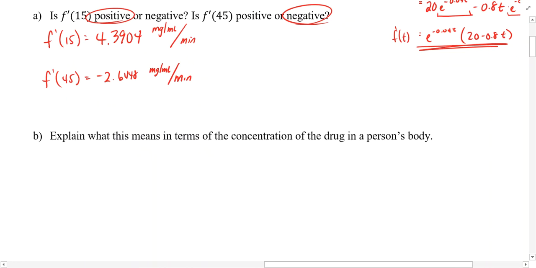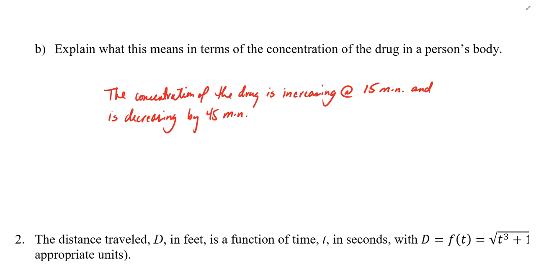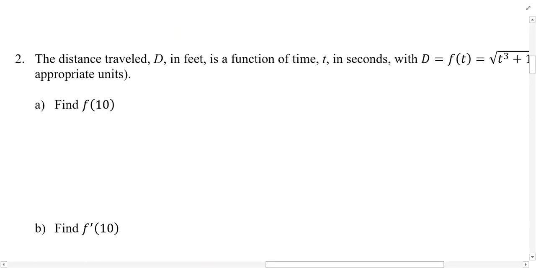And so with that interpretation, we can now provide some sort of written statement in Part B. And your description doesn't need to be very elaborate. This would be sufficient: the concentration of the drug is increasing at 15 minutes and is decreasing at 45 minutes. And if you wanted to add a comment saying that when the slope is negative and the concentration is decreasing, the drug is wearing off, you might add something like that. And that would be just fine.